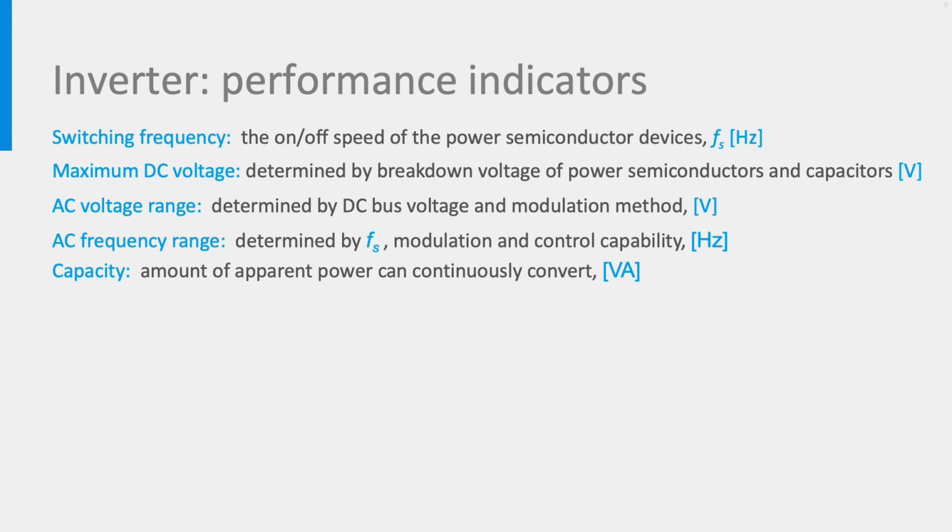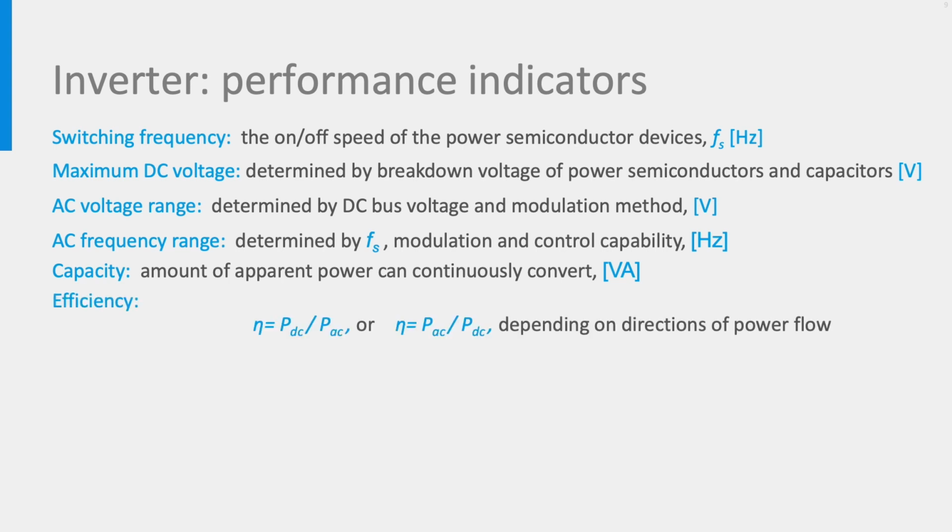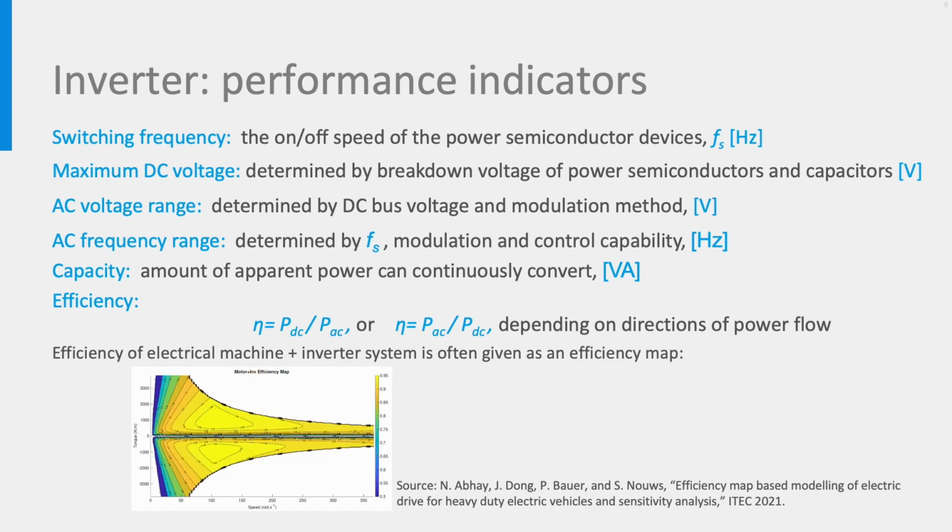The capacity of an inverter is the amount of apparent power that the inverter circuit can handle. The efficiency is defined as the ratio of the output power to the input power. The input and the output are decided based on the direction of power flow. The efficiency varies as per the operation condition, that is to say, varies according to the torque and the speed of the electrical machine. Therefore, the efficiency of inverters along with electrical machine can generally be depicted in an efficiency map as shown below.